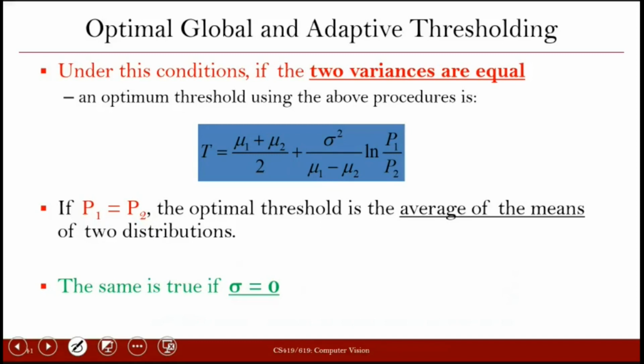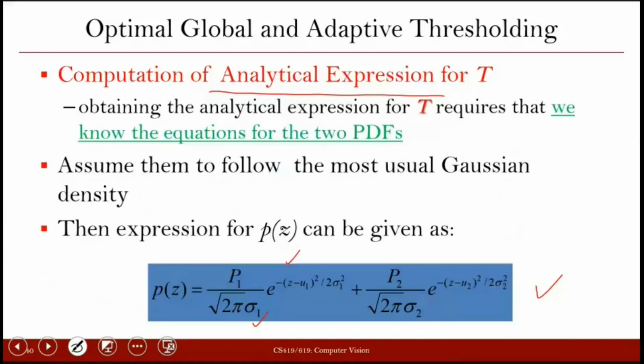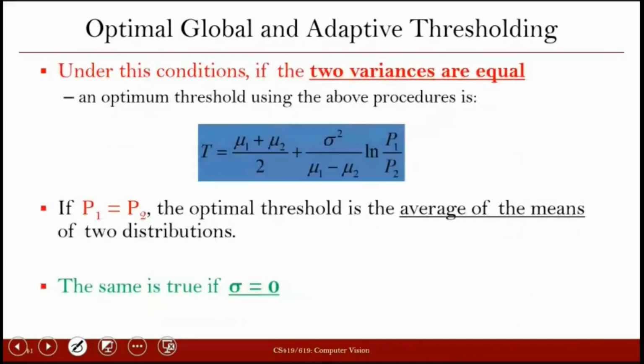And if you apply the same mathematics that we have used here and solve it, we find this simplified equation for the threshold T. Okay. Now again, from this equation we can see that if P1 and P2 are same, then log P1 by P2 is log 1, so this becomes 0. So the threshold T is, in a simple manner, the average of mu1 and mu2.